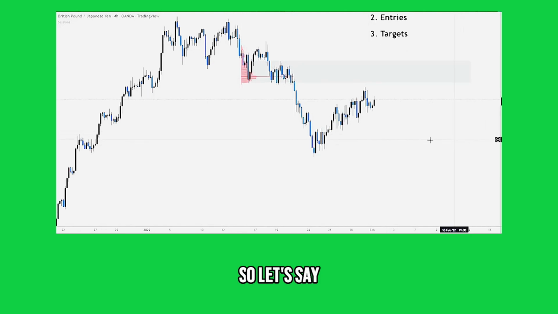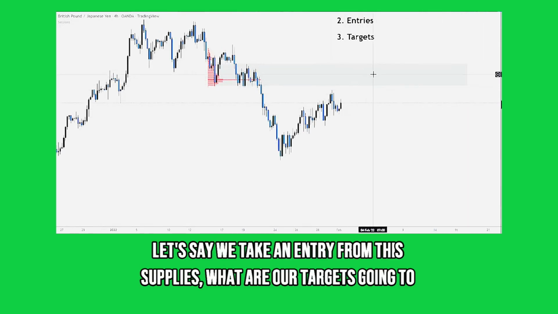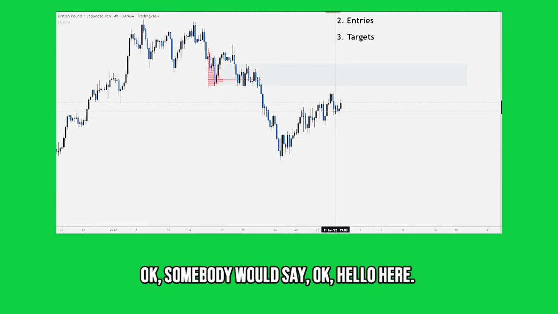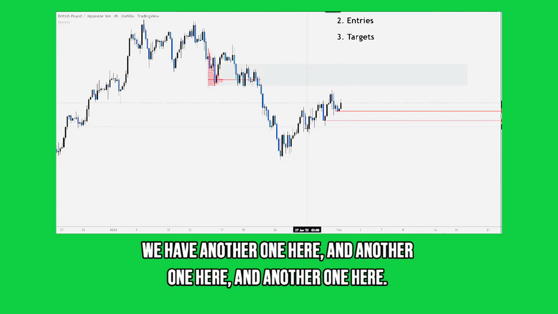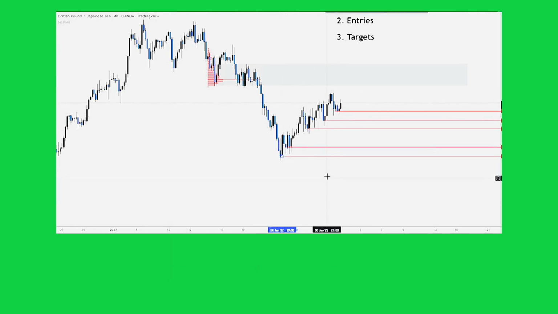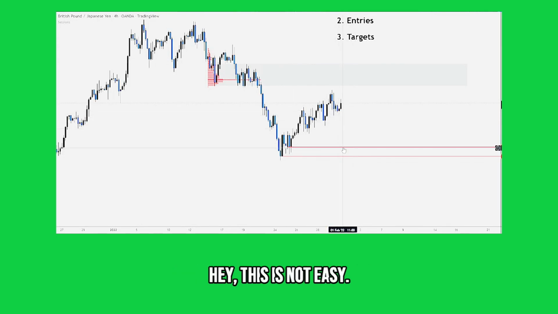Okay, so let's say that we take an entry right here. Let's say we take an entry from this supply zone. What are our targets going to be? Some people would say, okay, we have a low here, and we have a low here, and we have another one here, and another one here, and another one here. Okay, perfect. Which one are you going to choose? There are literally 5 targets so far. What are you going to choose? Okay, this is not easy.